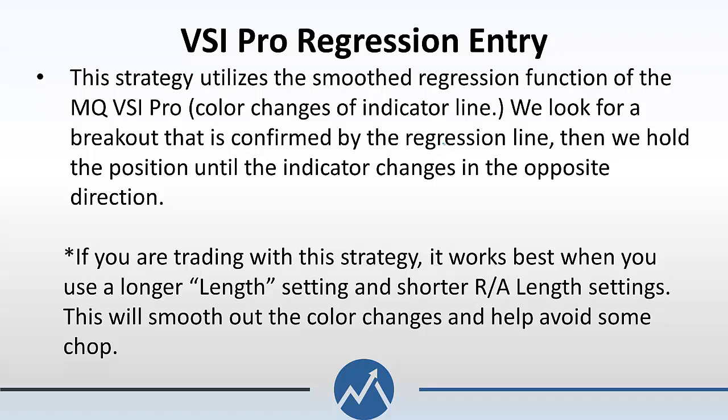Now, using this strategy, because of the nature of the way the indicator is set up, if you're trading this, it's better if you use a longer length setting and shorter, what we call R and A lengths in the indicator settings. This is going to smooth out your color changes and help you avoid some of the chop that takes place in the market. So again, if you're specifically going, I want to trade the VSI regression strategy, you're going to want to change your settings a little bit. The other stuff you can leave on default settings.